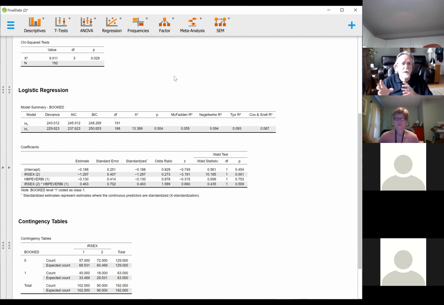Now I will rename this data set here as chi-square and logistic regression, and put it up on As You Learn with the output and all in there. Once again, as kind of a guide that you can use.